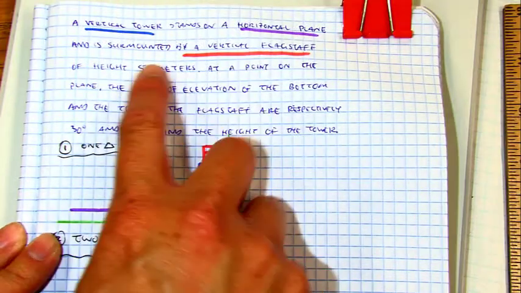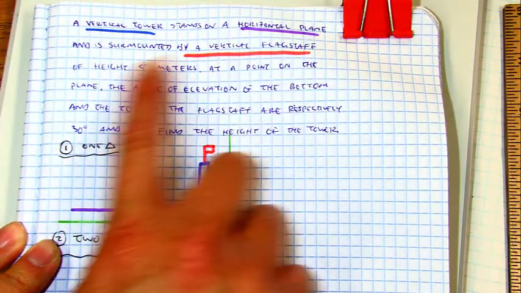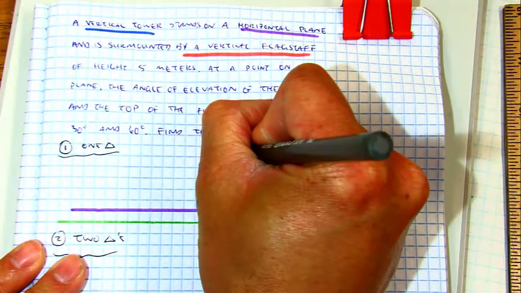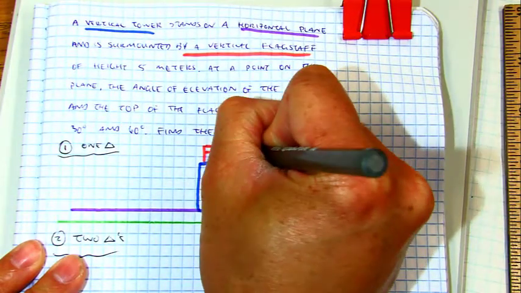And it tells you that by a vertical flagstaff of height 5 meters. So they're saying that this part here is 5 meters.